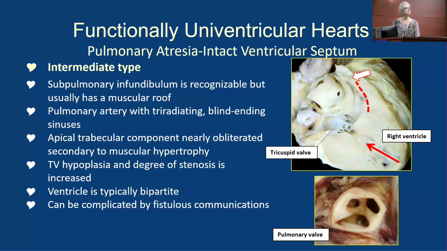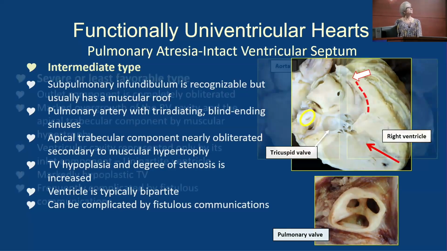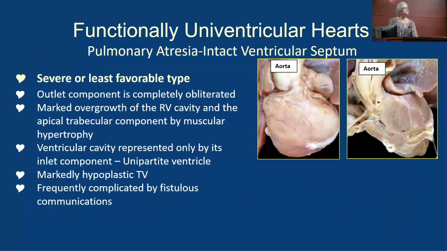This group can also be complicated by fistulous communications between the coronary arteries and the right ventricle. And in this particular case, there was an associated vestibular atrial septal defect. The most severe or least favorable type, the outlet component and the apical trabecular component are typically obliterated by that muscular or mural hypertrophy. The ventricular cavity is typically only represented by the inlet component, and the tricuspid valve is typically markedly hypoplastic and can even be dysplastic. These are called unipartite ventricles because they only have an inlet component.